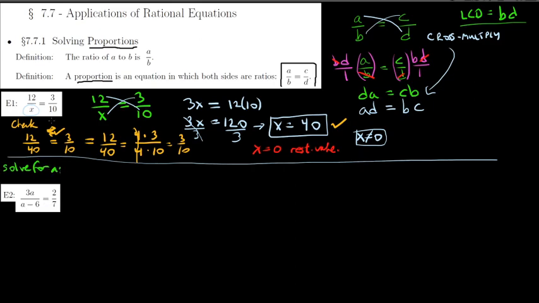Right? It doesn't always have to be x. So let me just write down the equation again: 3a divided by a minus 6 is equal to 2 over 7. Okay, so this is also a proportion. The left side here might be a little more complicated, but it's a single fraction.